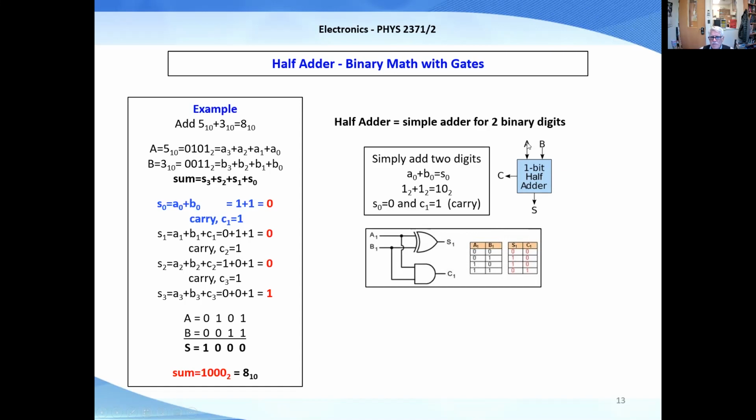Okay, so you have A and B coming in. This is for 1 digit now. For every digit, you have to have an output and a carry.